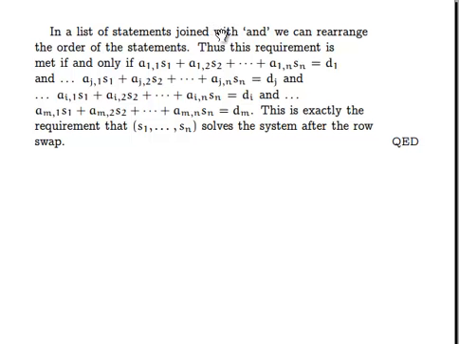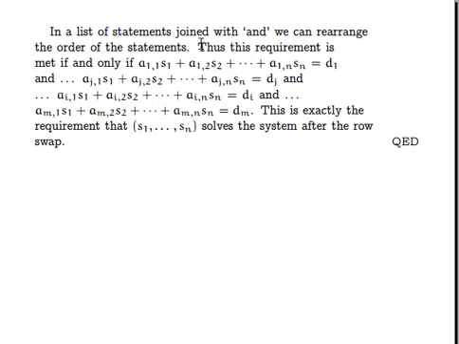Okay, in a list of statements joined with and, we can rearrange the order of the statements. Okay, if you say 1 plus x equals 2 and 2 plus x equals 3, I could say that in the other order. I could say 2 plus x equals 3 and 1 plus x equals 2.